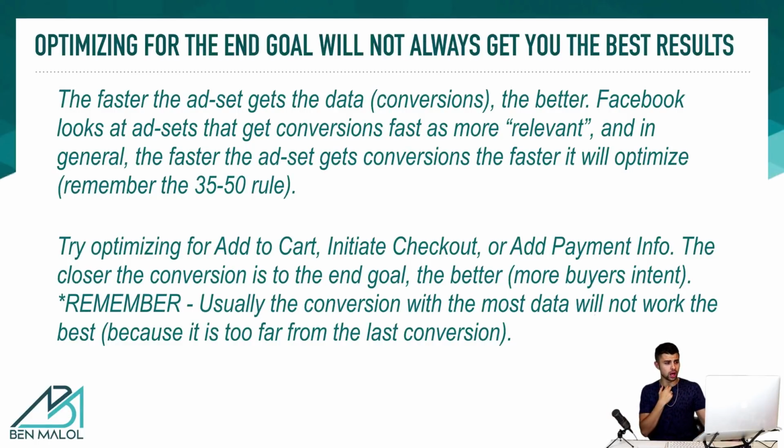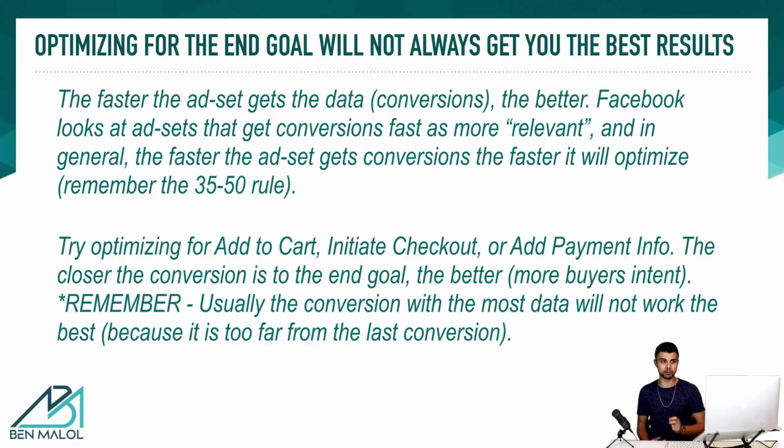Now remember, usually the conversion with the most data will not work the best. That's an important rule, because it is too far from the last conversion. By last conversion, I mean the purchase, the end goal conversion. You can optimize for view content, but out of 1,000 view contents, you might have 30 buyers, right? So optimizing for view content might not really get you the results that you want, just because it's too far away from a purchase. It's going to be a ton of data, but the data probably won't be as good as, for example, optimizing for an add to cart.